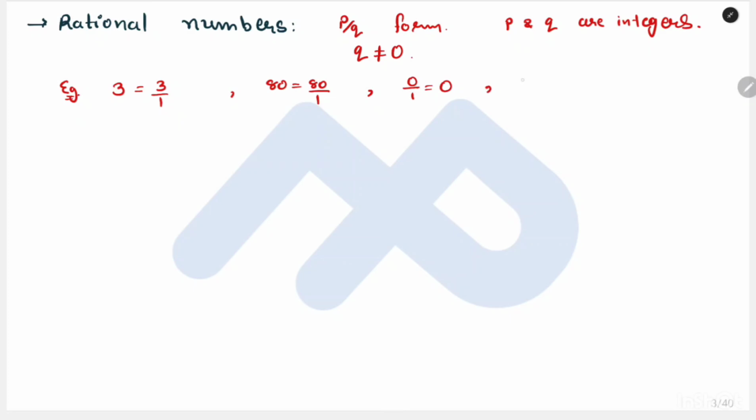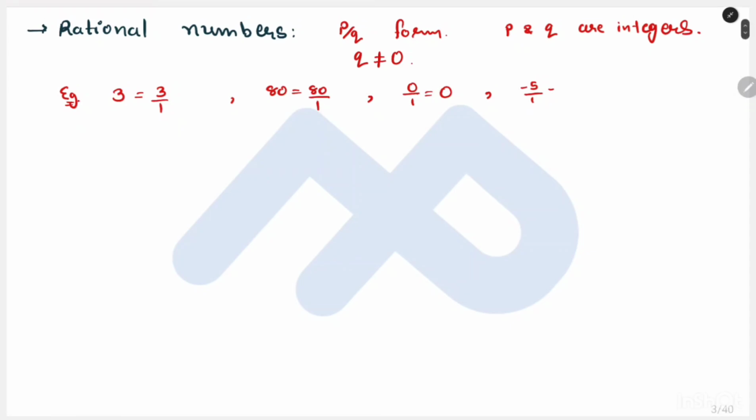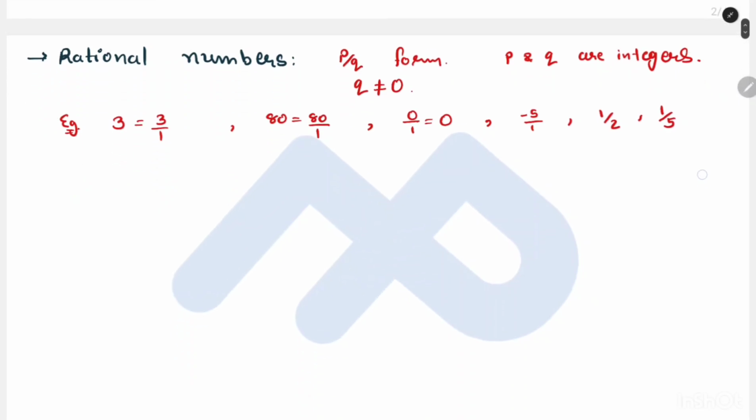Then comes negative integers like -5, -8. So -5 can be written as -5 upon 1, so it is also a rational number. Then all the fractions which you have seen in your previous grades, like proper fractions, I mean which are less than 1 and bigger than 0, between 0 and 1 basically, they are also rational numbers. Let me give you one example. Let's say 1 upon 2 or 1 upon 5, all these proper fractions are rational numbers.